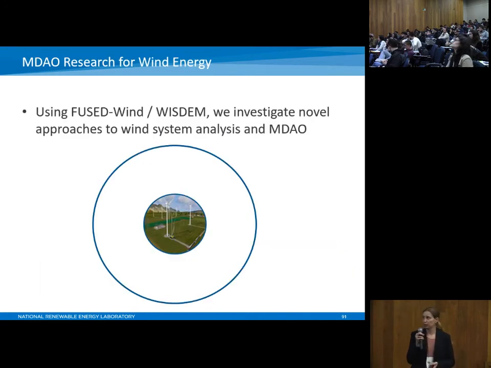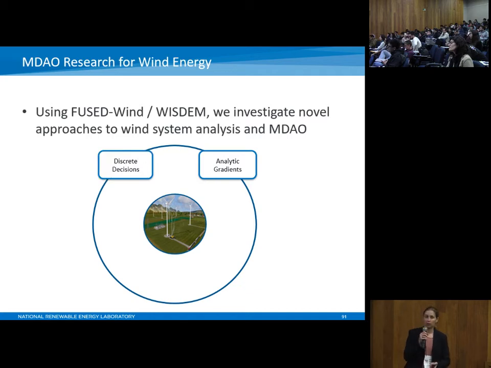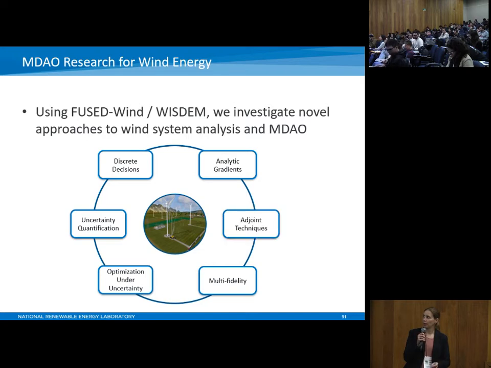What types of problems do we look at? So in optimization, I mentioned gradient-based optimization. It makes optimization very computationally efficient. So you can do more and more complex optimization with more disciplines and things like that. So we do a lot of work on analytic gradients, using discrete decisions like discrete turbines, uncertainty, bringing uncertainty into the optimization so we can have more robust solutions to the optimization problem, multi-fidelity, and adjoints. So these are all different techniques we use.